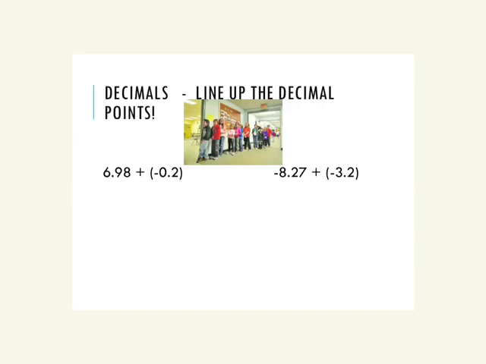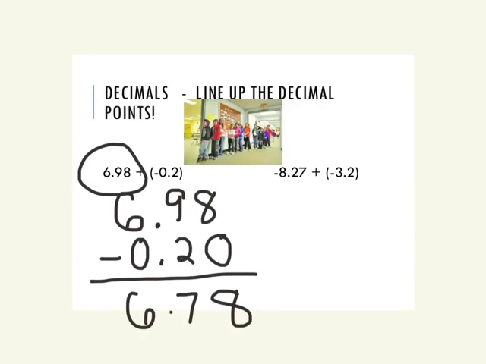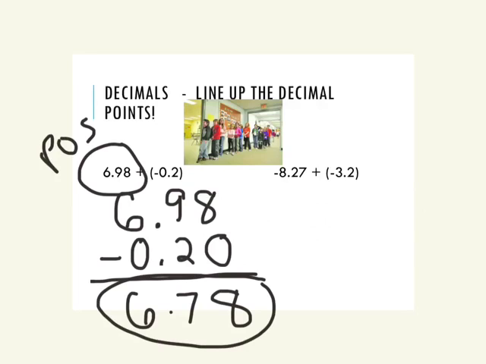6.98 plus 0.2. So I have different signs, so I'm going to subtract. So I take the bigger number minus the smaller number. Notice I line up my decimal points. I'm going to go ahead and fill in a 0 for what's missing. Now 8 minus 0 is 8. 9 minus 2 is 7. 6 minus 0 is 6. So if my signs are different, I subtract and then take the sign of the bigger number. The bigger number is positive. So my answer is positive 6.78.